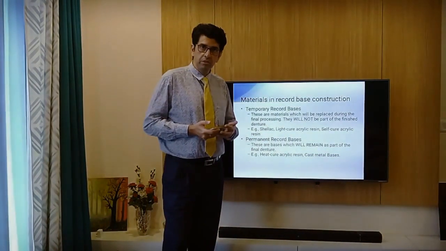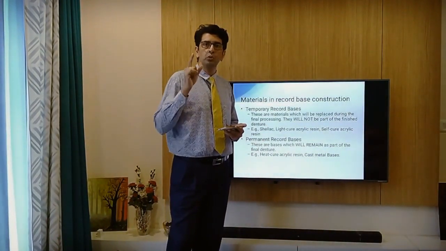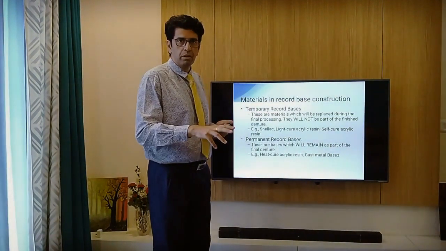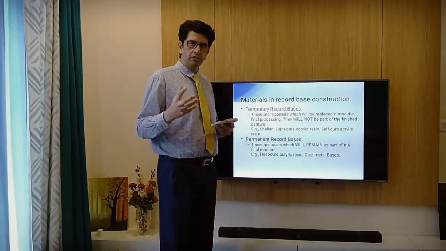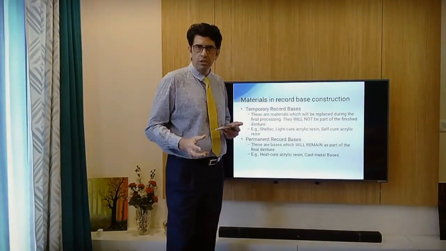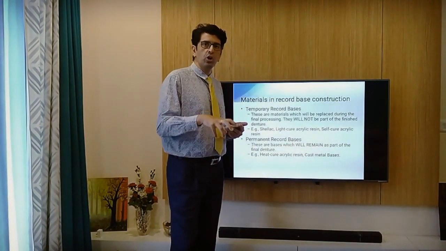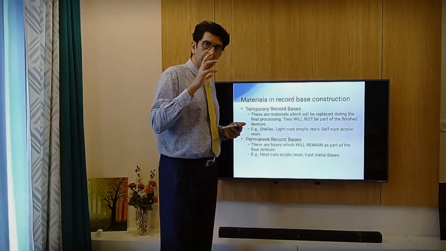In a permanent denture base record, this record base is the first thing you're going to fabricate after you pour your master cast. That means you do the record base fabrication first. Once the record base is fabricated, then the occlusal rim comes on it. Obviously, since this is the permanent record base, you are not going to remove this in the final processing.